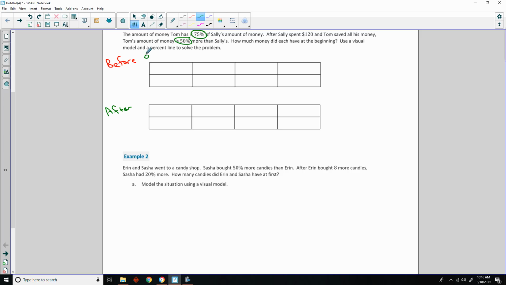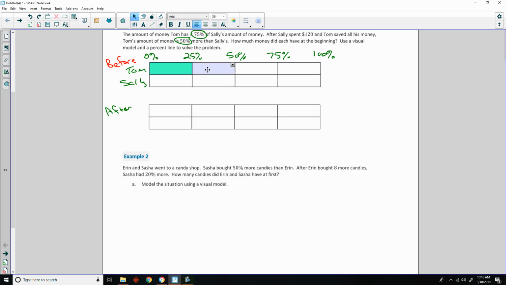All right, so this is 0%. This is 25%. This is 50%. And this is 75%. And this is 100%. We're talking about two different people. So we'll put Tom here and Sally here. We're talking about their money. Well, the first sentence says that at the beginning, Tom has 75% of Sally's money. So I will shade in 75% for Tom and 100% for Sally.